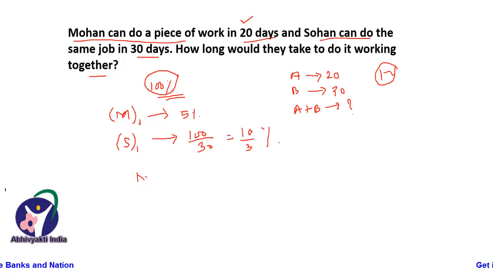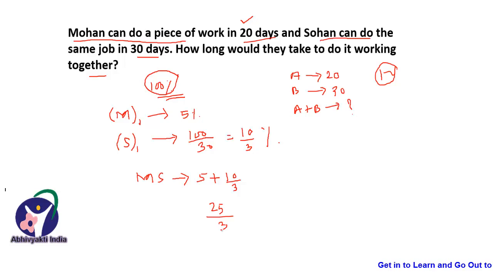So Mohan and Sohan together will finish 5% plus 10 by 3% of the work. So the total will be 25 by 3%. This much work they will do in one day. So for 100% work, how much time will they take?